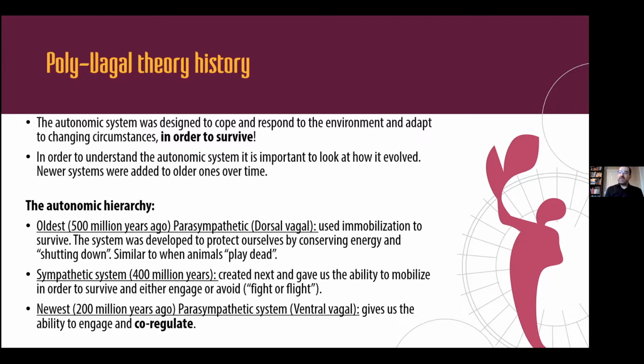As I mentioned, the autonomic system is a system that is designed to help all creatures respond to the environment and adapt to the environment. And the whole purpose, as I mentioned, is to survive. The oldest autonomic system is called the parasympathetic dorsal vagal, and I'll explain a little bit more what dorsal means. That system is the oldest system that was developed, and in order to survive, it used immobilization. So when a creature was faced with a danger, the system completely shut down in order to conserve energy, and it's like the whole organism was completely immobilized as if it was dead.